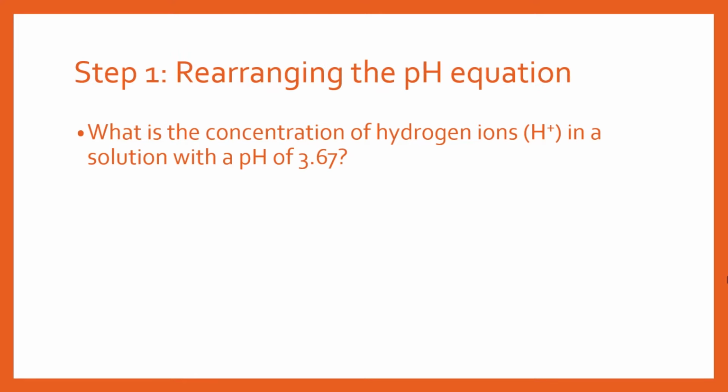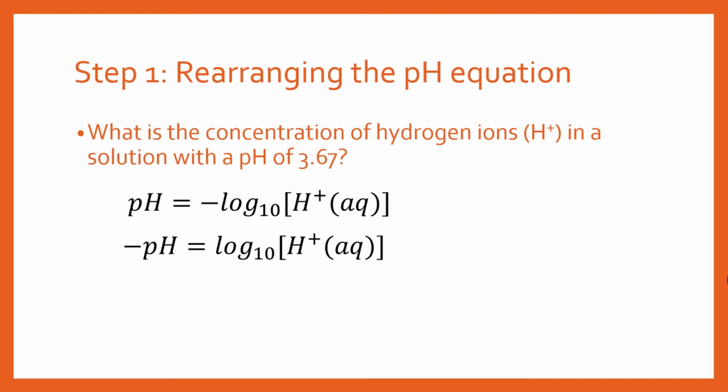So the first step in solving this is to rearrange the pH equation to get an expression for the hydrogen ion concentration. So our pH is given by the negative log to the base 10 of the hydrogen ion concentration. Remember that those square brackets simply mean concentration. The first step in rearranging this is fairly straightforward. Multiply both sides by -1, and that gets you part of the way to rearranging for the hydrogen ion concentration.